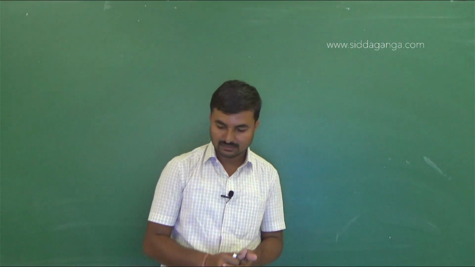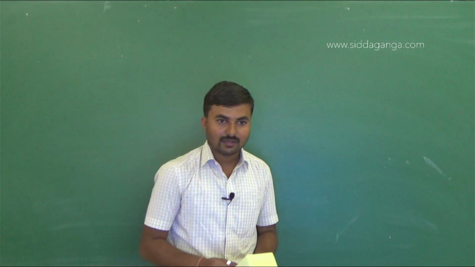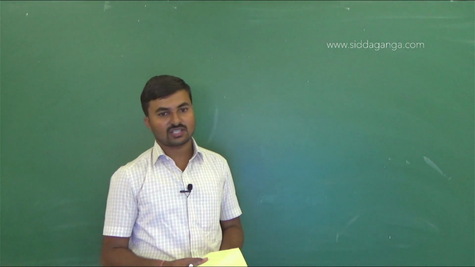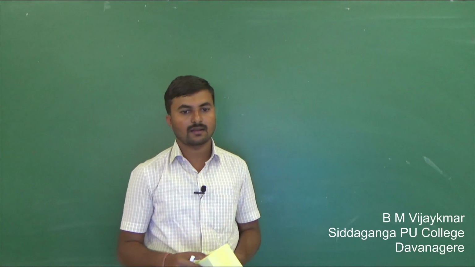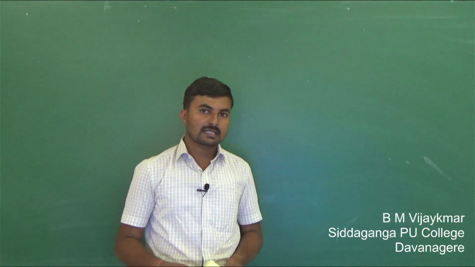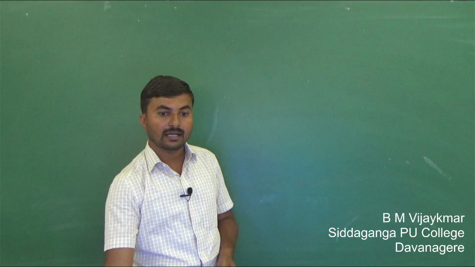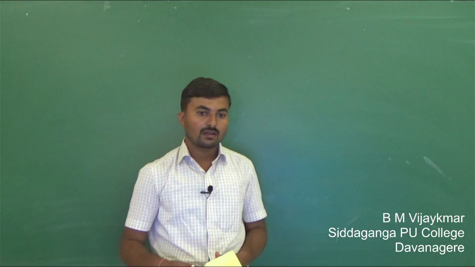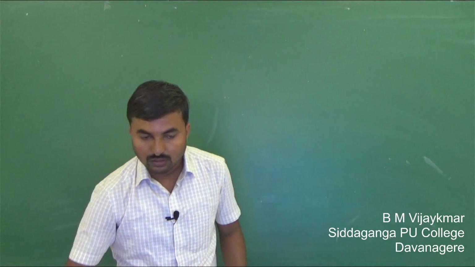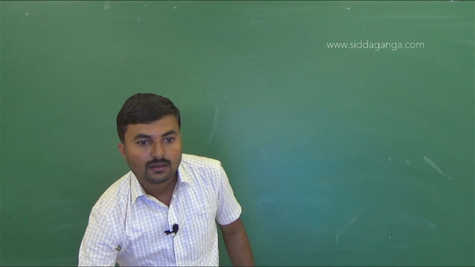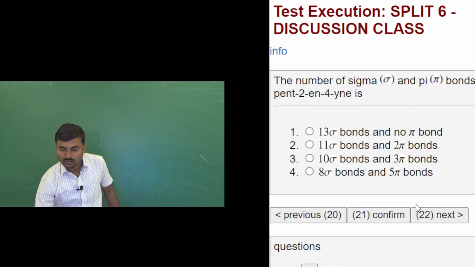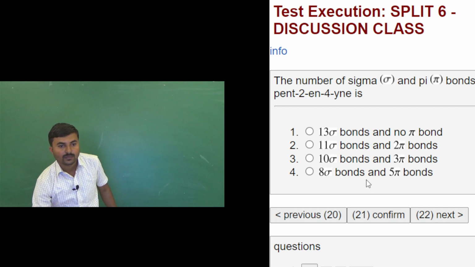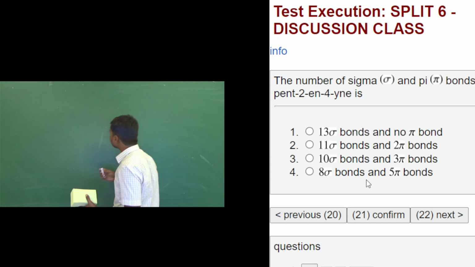Hello students, welcome to a split 6 discussion class chemistry, which includes the chapters Some Basic Principles and Techniques of Organic Chemistry and Hydrocarbons. So we start with the questions. The first question is regarding the determination of the number of sigma and pi bonds in the given molecule.